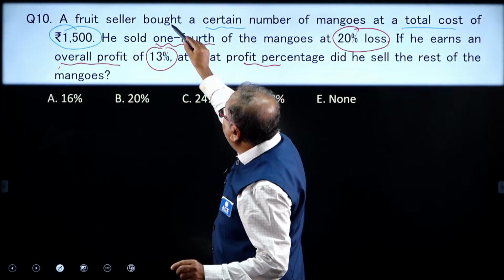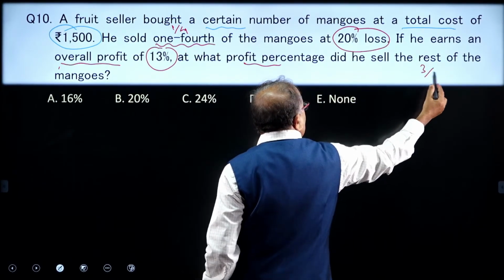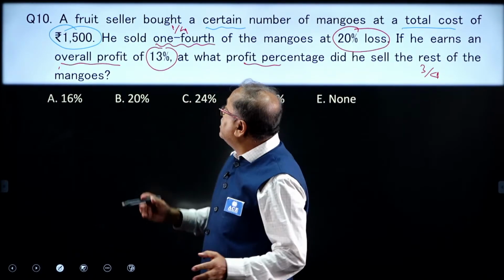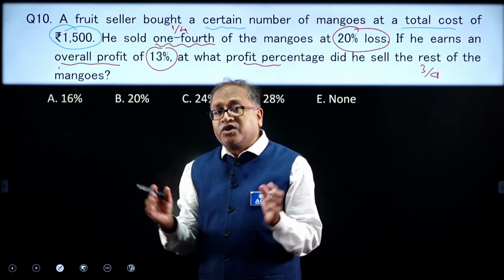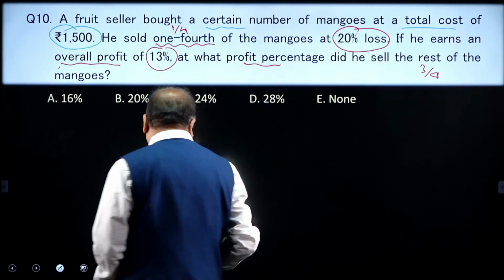This is 1/4, so the remaining rest is 3/4. At what percentage profit did he sell the 3/4 of the article, so that he is getting an overall profit of 13%? You will get the best approach to answer the question.